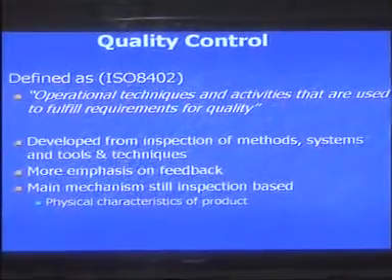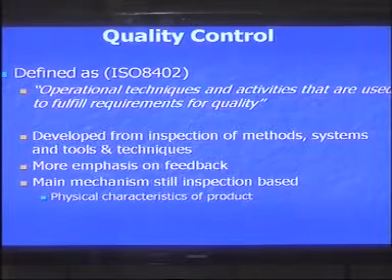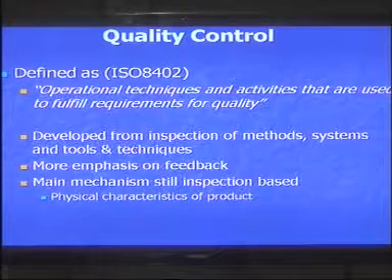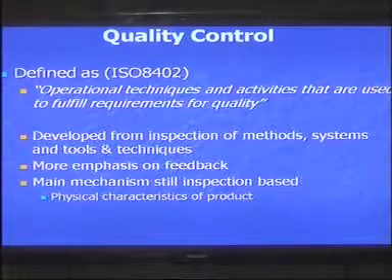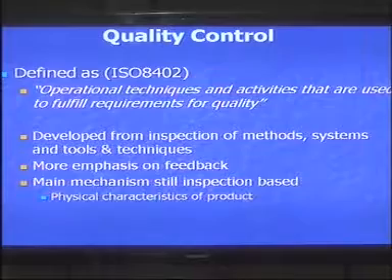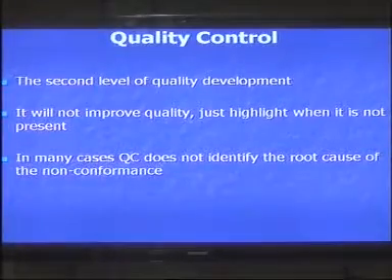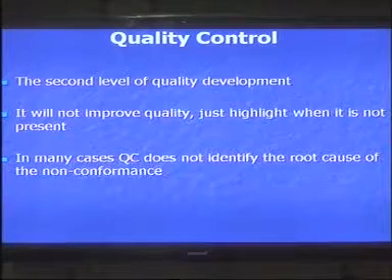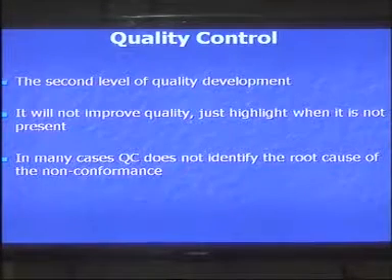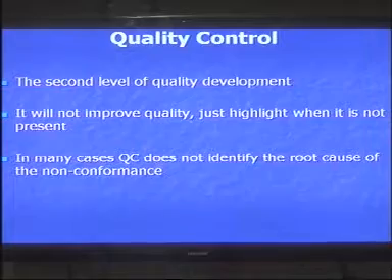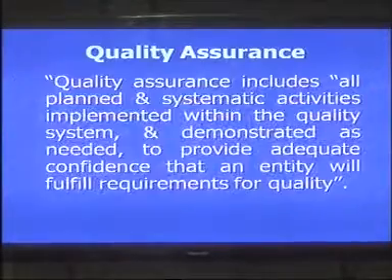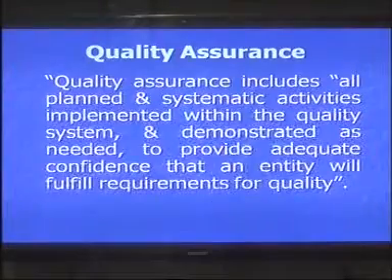Defined as quality control: operational techniques and activities that are used to fulfill the requirements for quality, developed from inspection of methods, systems and tools and techniques. More emphasis on feedback. Main mechanism will be inspection based. The second level of quality development, it will not improve the quality, just highlights when it is not present. In many cases QC does not identify the root cause of quality problems.